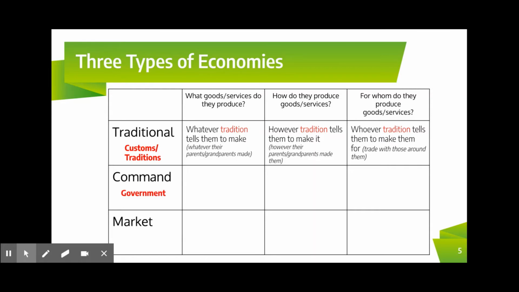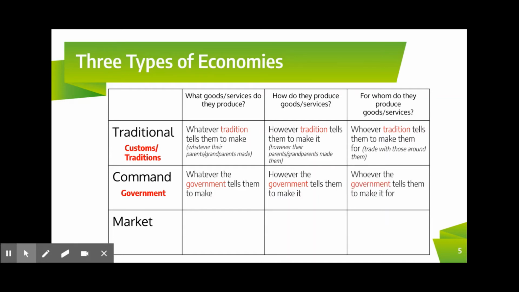Command. In a command economic system, all of the questions are going to be answered by the government. What goods and services do they produce? Whatever the government tells them to make. How do they produce goods and services? However the government tells them to make them. For whom do they produce goods and services? Whoever the government tells them to make it for. So the government makes all the decisions.